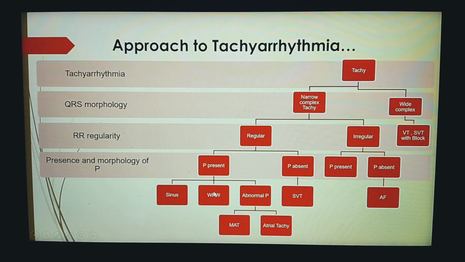If the PR interval is short and there is a slurred QRS, then we should consider WPW syndrome. If P is abnormal in shape, then we should check all the P waves. If there are more than 3 P wave morphology abnormalities, then it is multifocal atrial tachycardia. If it is uniform, then it is called atrial tachycardia. So it is a very important slide for tachyarrhythmia diagnosis.